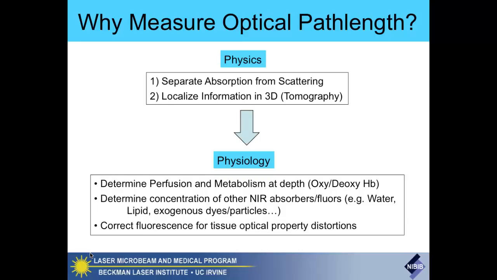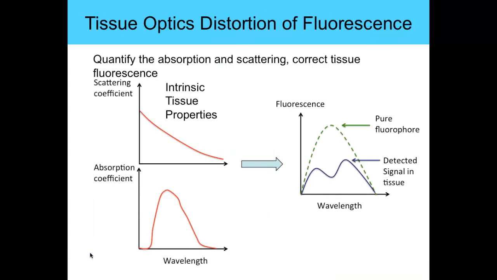So you can be more quantitative even with those ones that exist if we can do path length, because we can correct fluorescence for tissue optical property distortions. So remember, tissue optics both contains information about intrinsic physiology, but it also distorts information content.